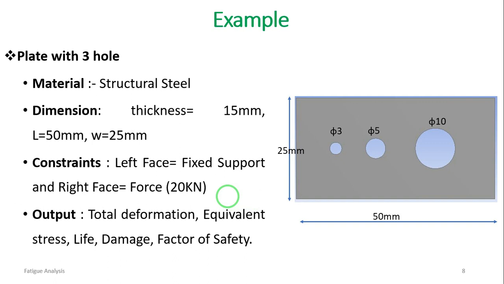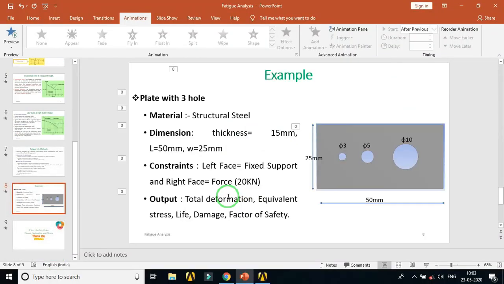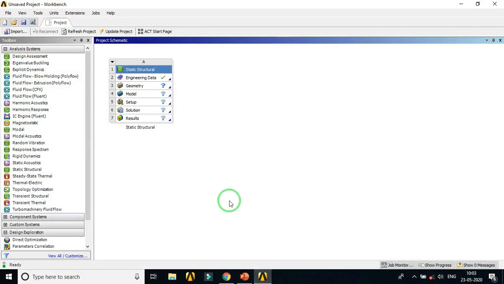So this is the example we are going to solve in Ansys Workbench. So let's start with Ansys Workbench. Here I have opened Ansys Workbench, and I have created the static structural analysis system in the Project Schematic. We don't have a separate analysis system for fatigue analysis. We have to use this static structural analysis, in which we have the fatigue tool. Based on that fatigue tool, we are going to find these results.